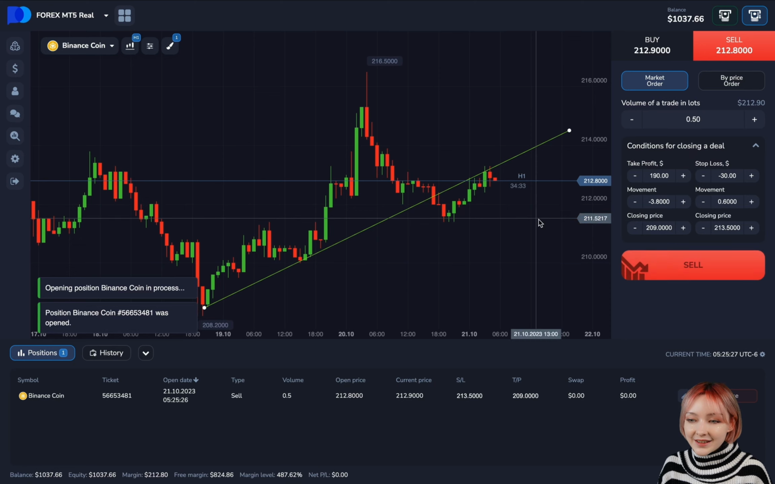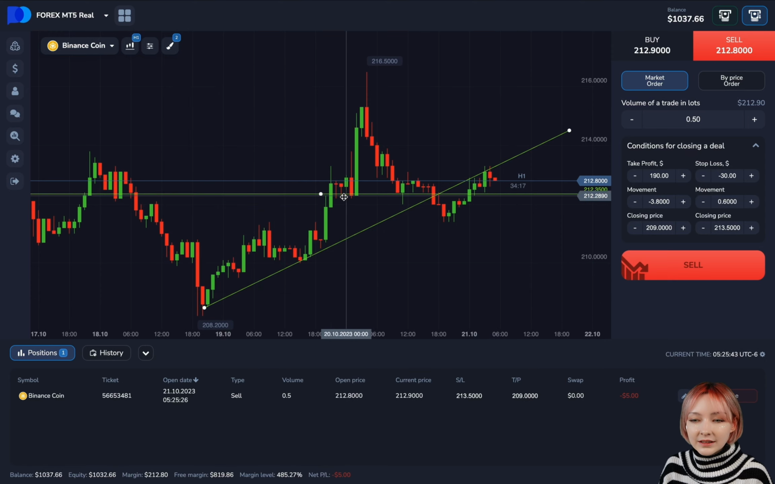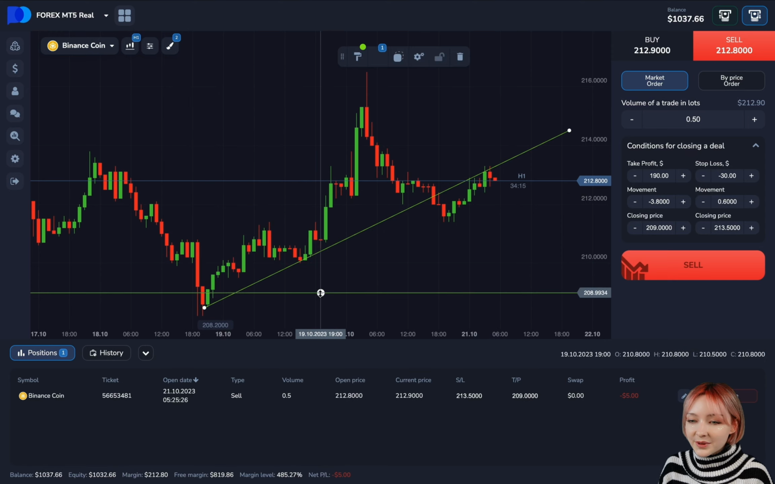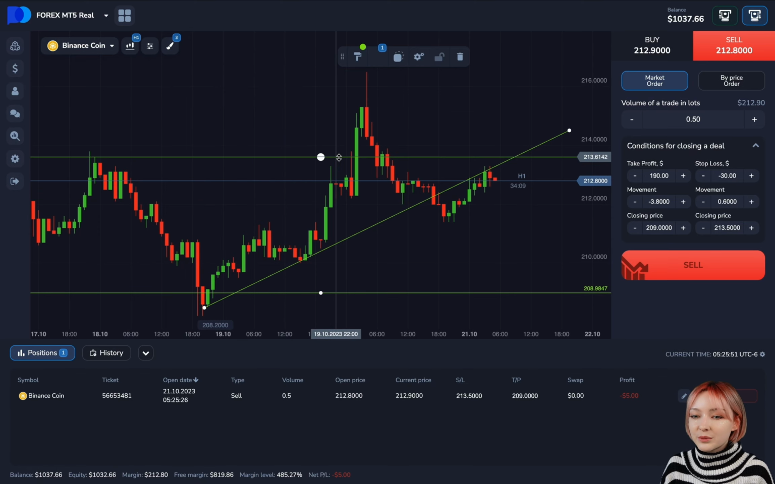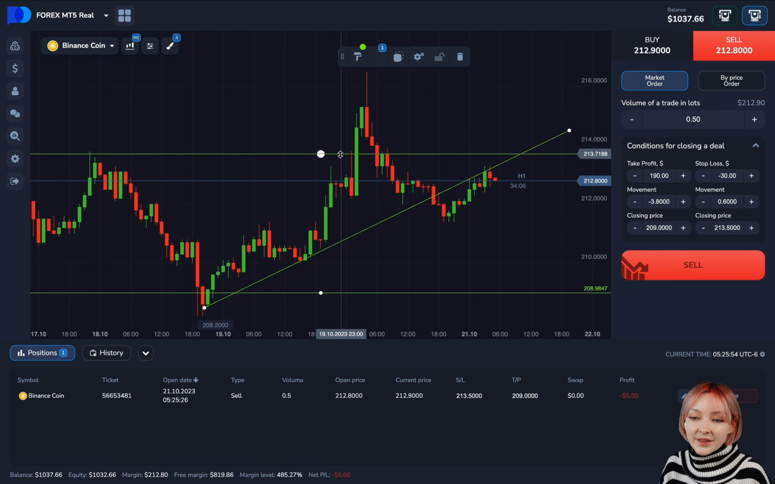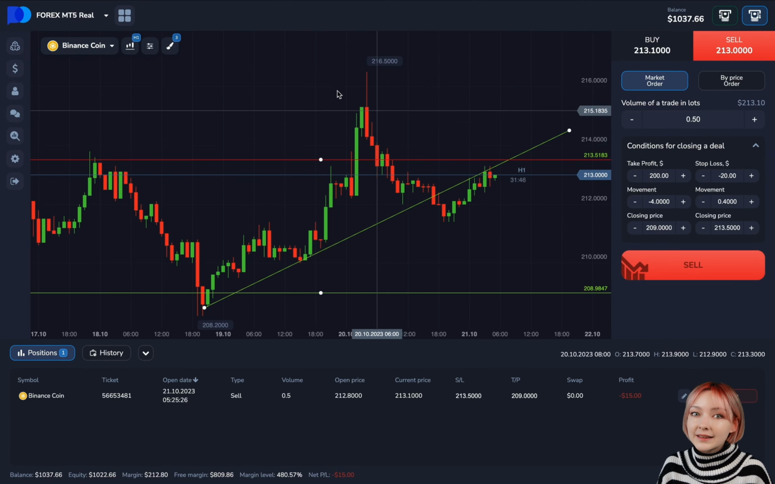This way, the deal is getting open at the price level of 212.8. It will close either by reaching the level of our take profit at 209. Let's mark it with a horizontal line real quick. Around here, or the deal will close when it comes to the stop loss price level, which we have set for 213.5. Our profit and loss are regulated by leverage.